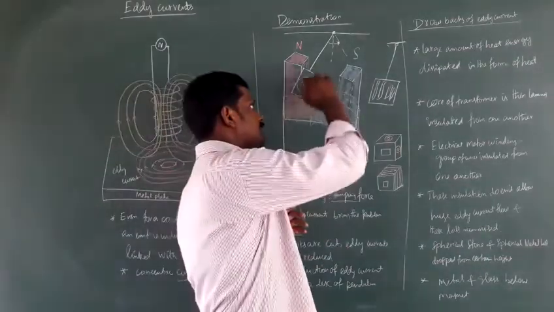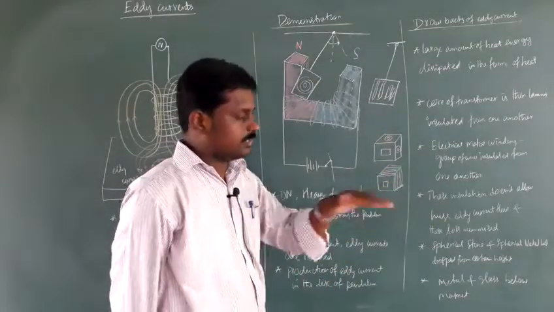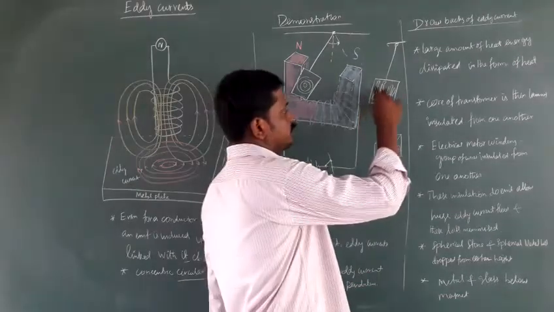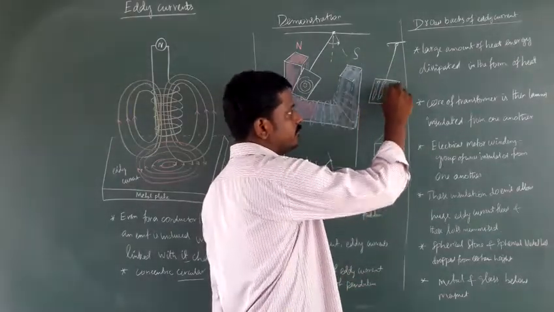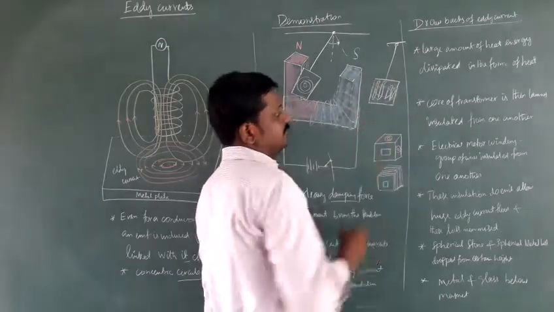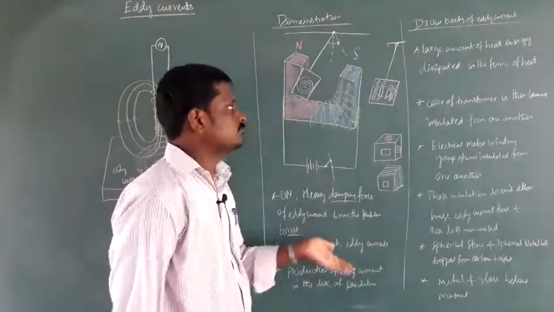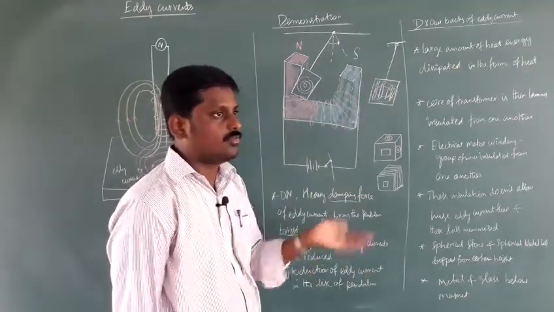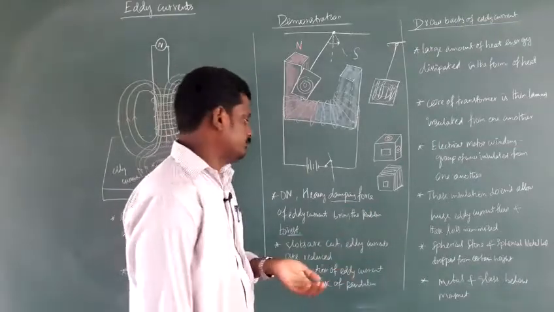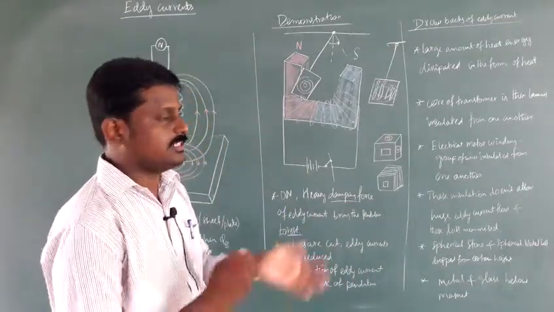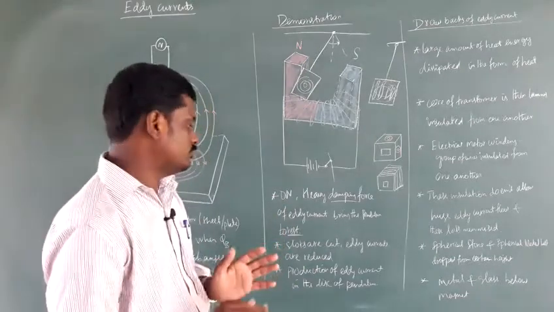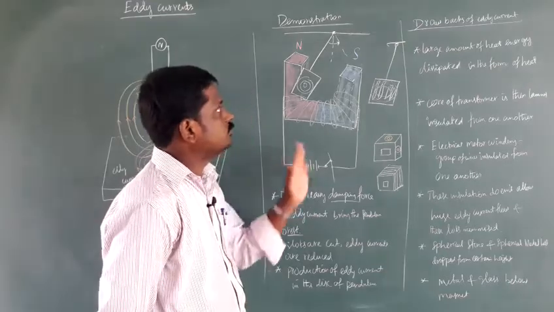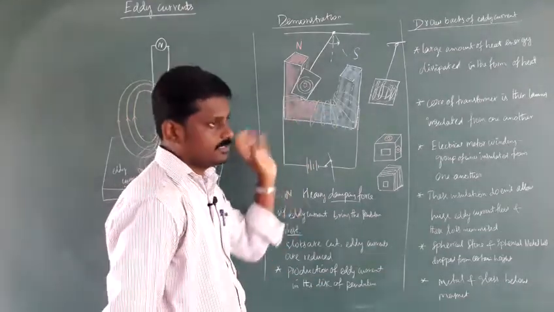Now we make some slots in the disc. Again it oscillates, and for more time. The eddy current flow is cut. There is still an eddy current, but we have minimized it by making slots in the metal disc, so the oscillation is increased. The damping force, the resisting force, comes down to a low value. The reduction of eddy current in the disc through the pendulum is demonstrated using this experiment.